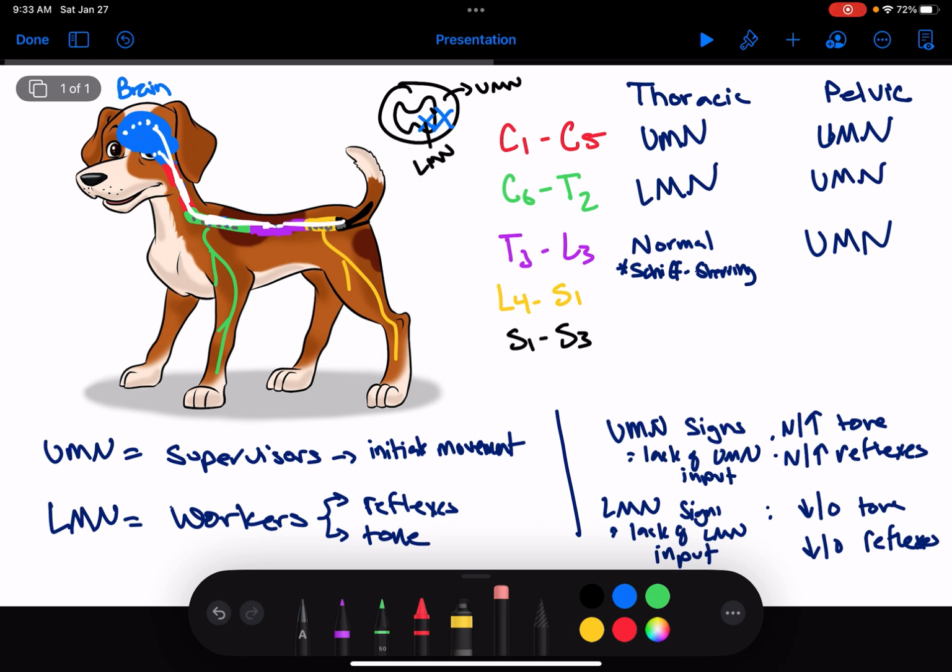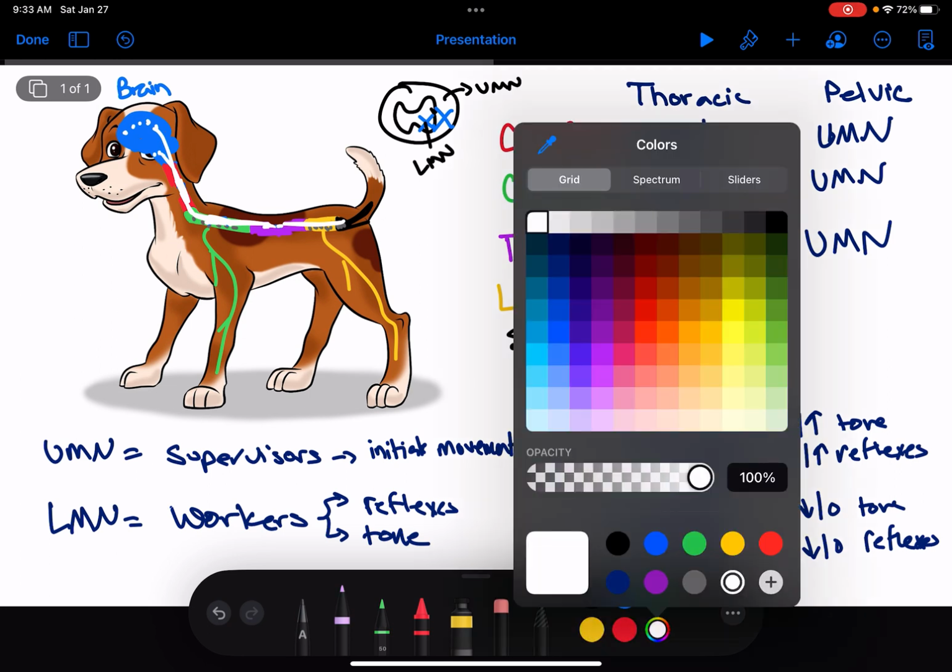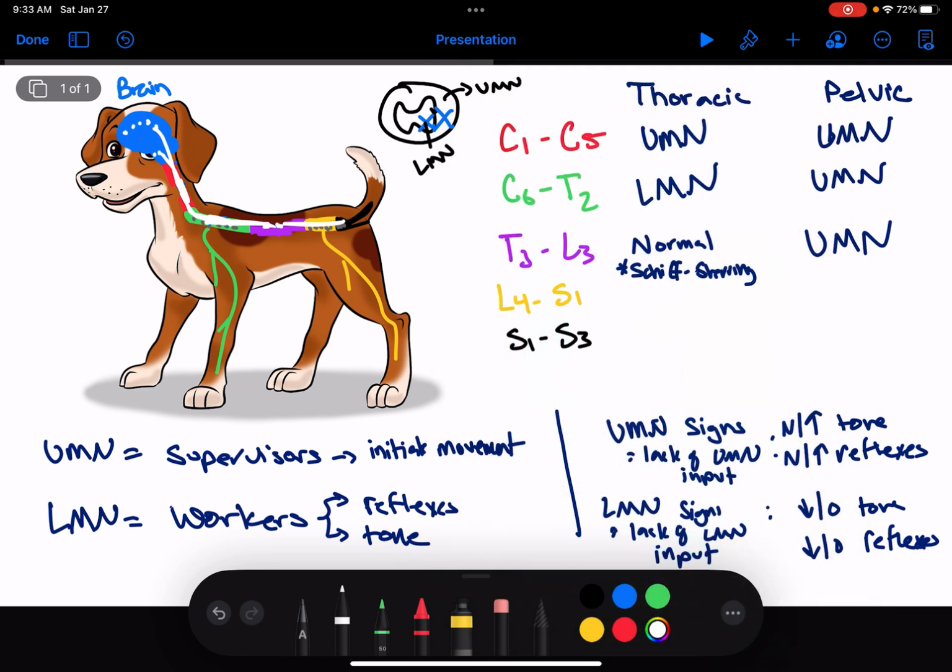Okay, perfect. So now let's talk about our lesions as we are dealing with an L4. Okay, so go ahead and take a second and think about what you want to do with a lesion that is affecting L4 to S1.